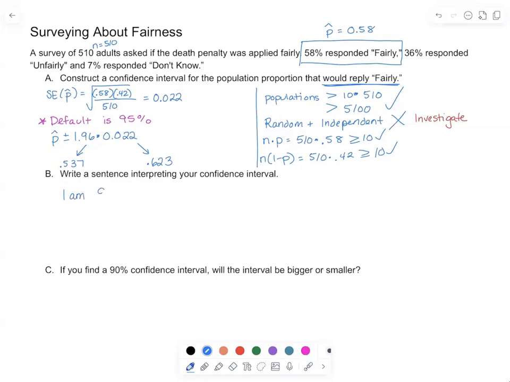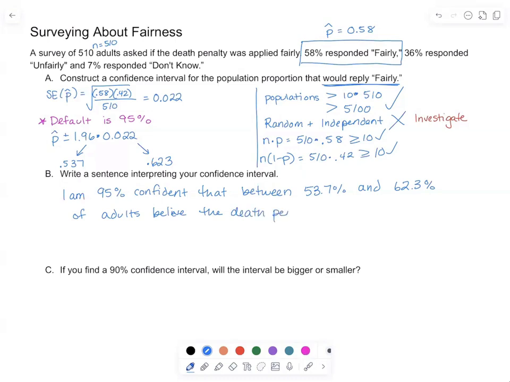So now let's write a sentence explaining what that means. So I am 95% confident that between 53.7% and 62.3% of adults believe the death penalty is applied fairly. I misspelled believe, there's an extra E in there.